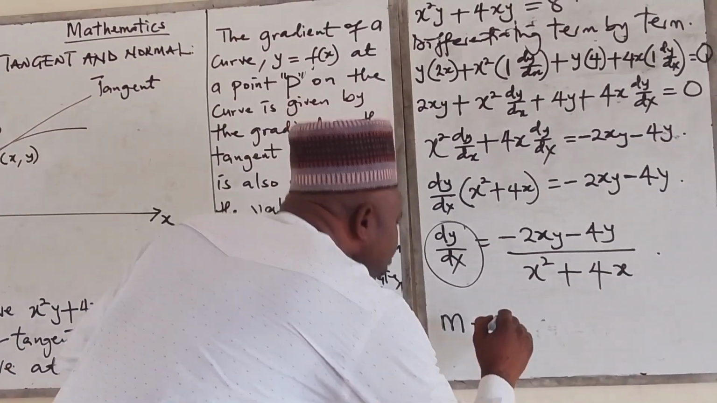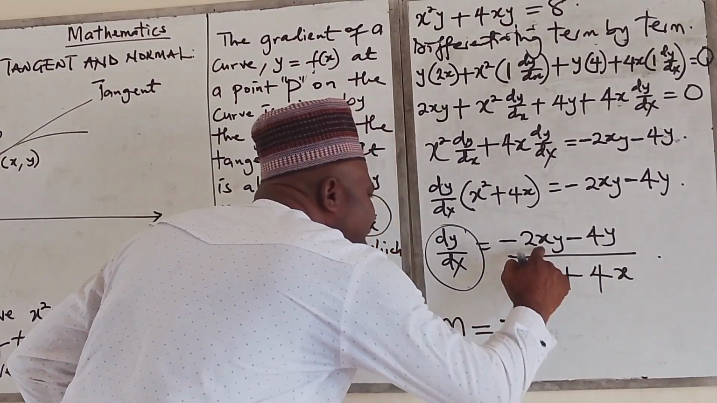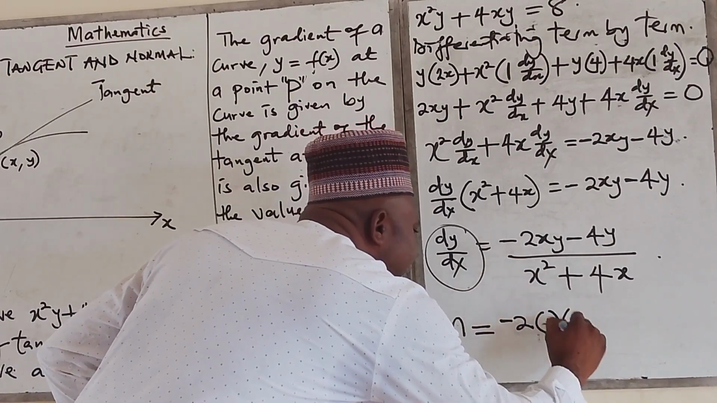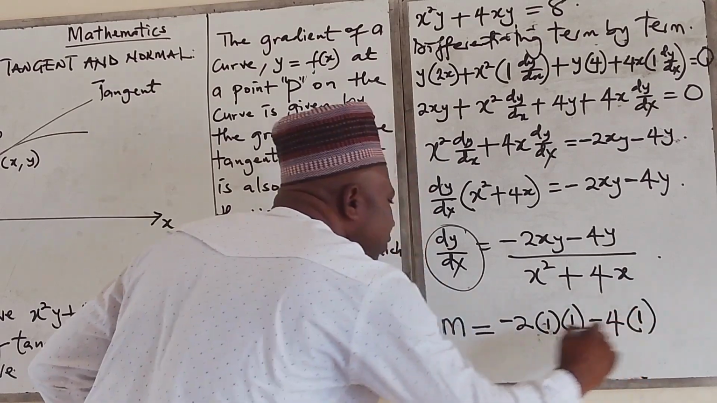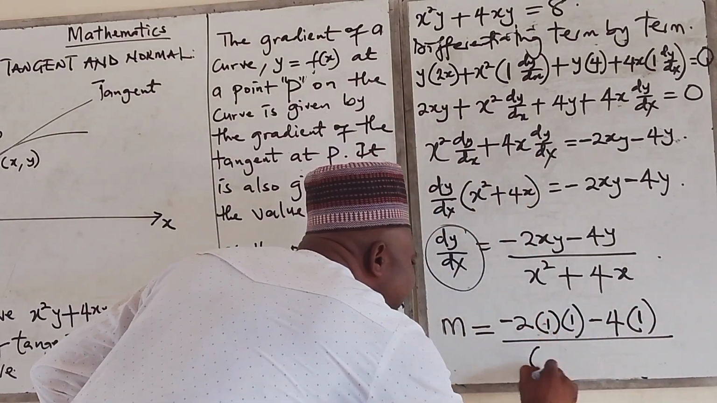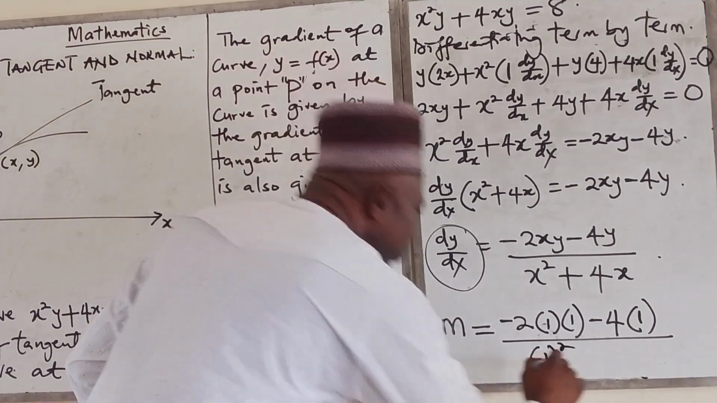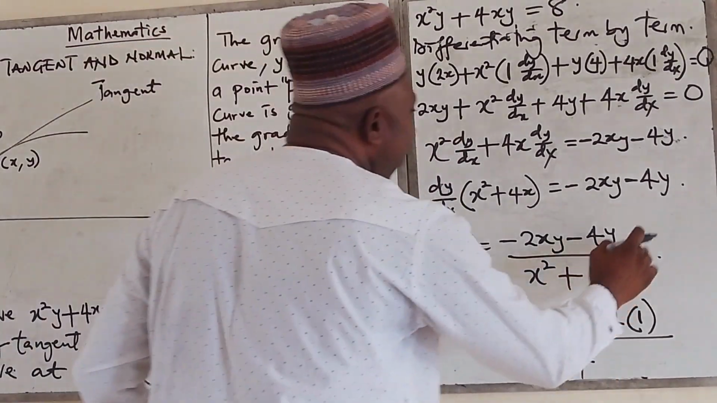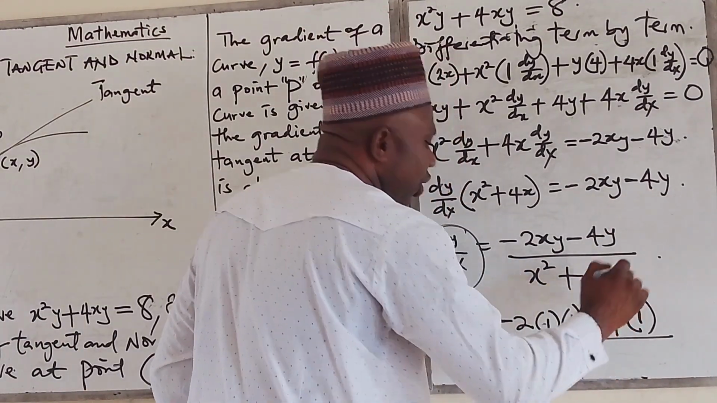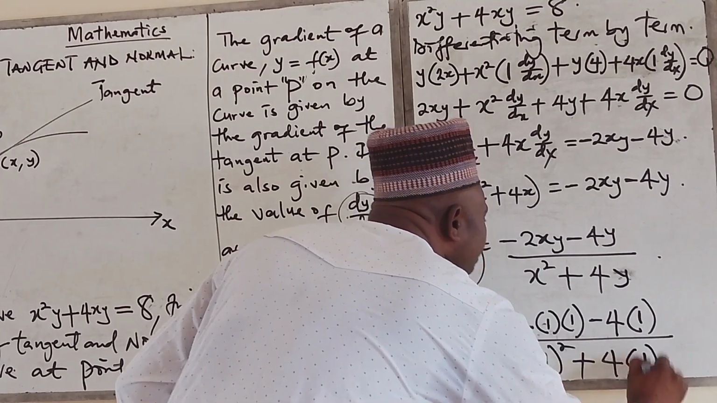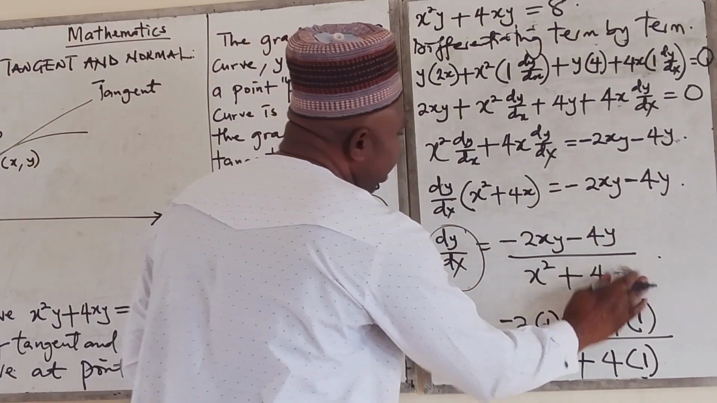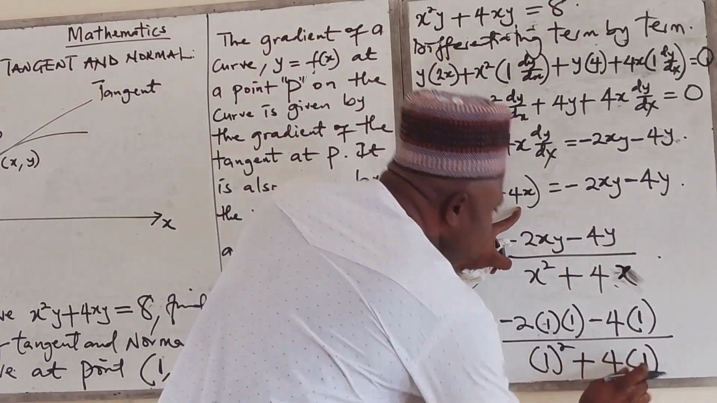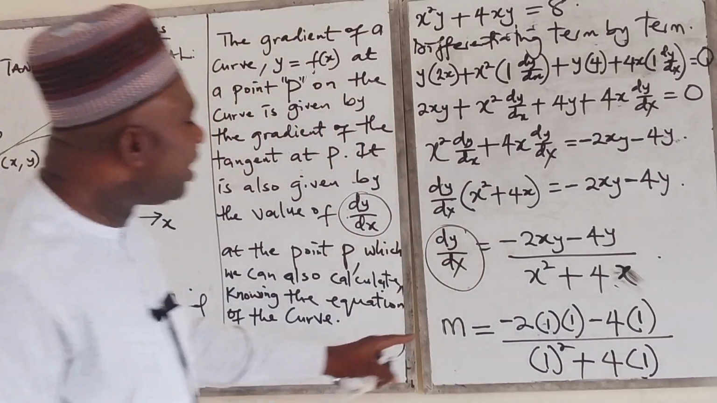So m now will be equal to minus 2 in bracket, the value of x is 1, the value of y is 1, minus 4, the value of y is 1, all over, here we have 1 squared because x is 1, plus, here we have 4x, please, this is 4x. So we have 4 in brackets 1, because the value of x is 1. Okay, now the gradient of tangent.